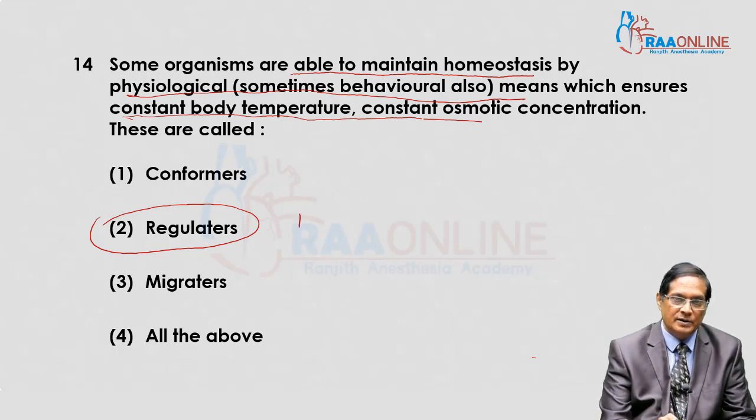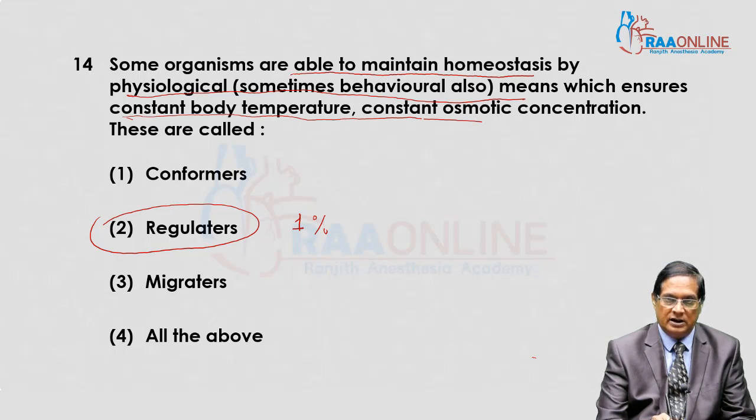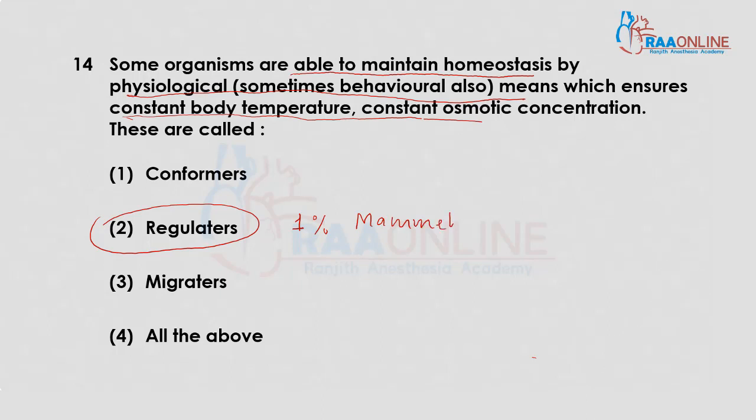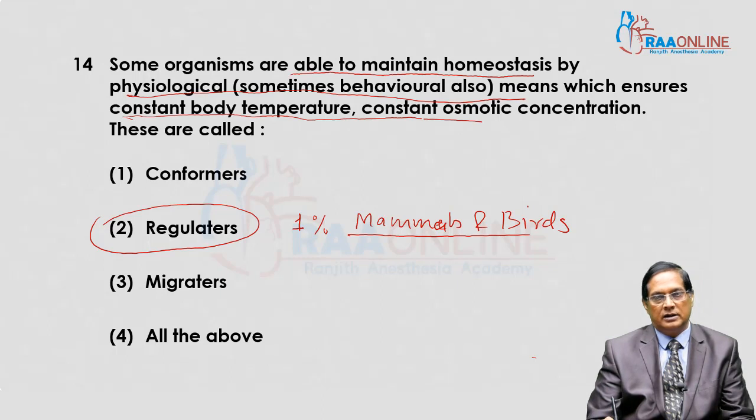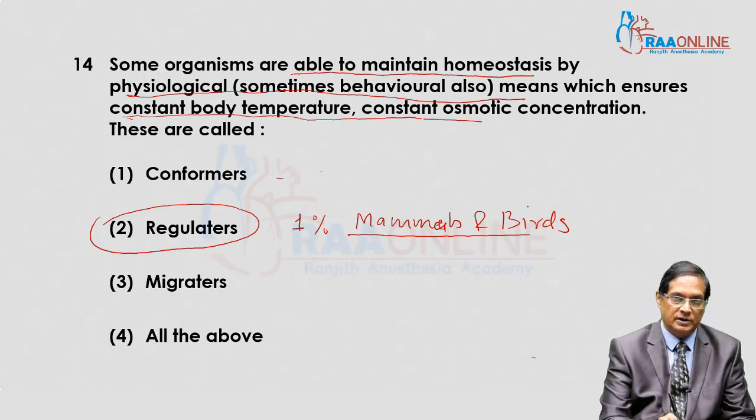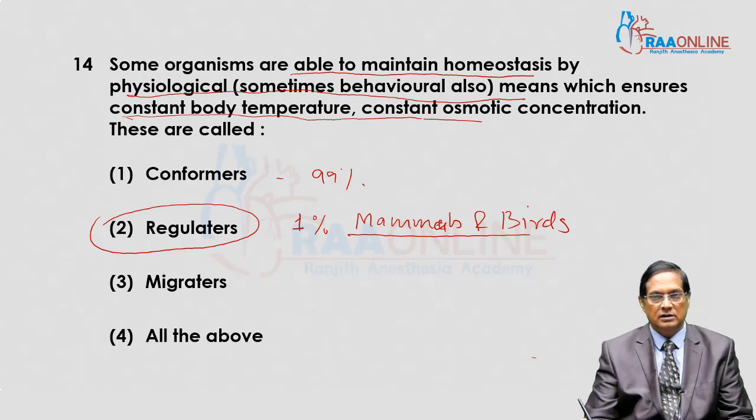And hardly 1% in this living world are regulators. It includes mammals and birds. Mammals and birds are included in regulators. The rest, approximately 99%, are conformers.